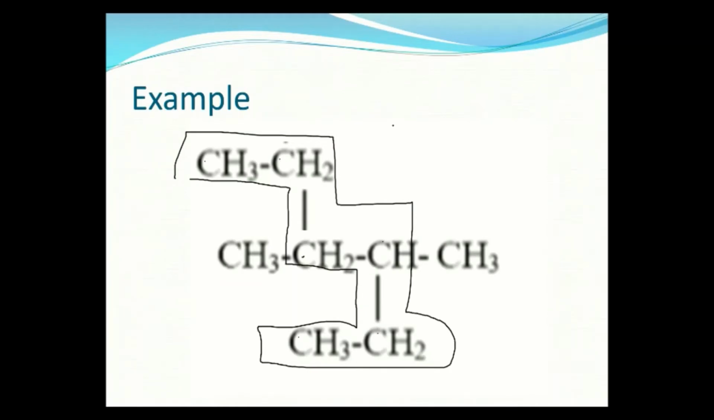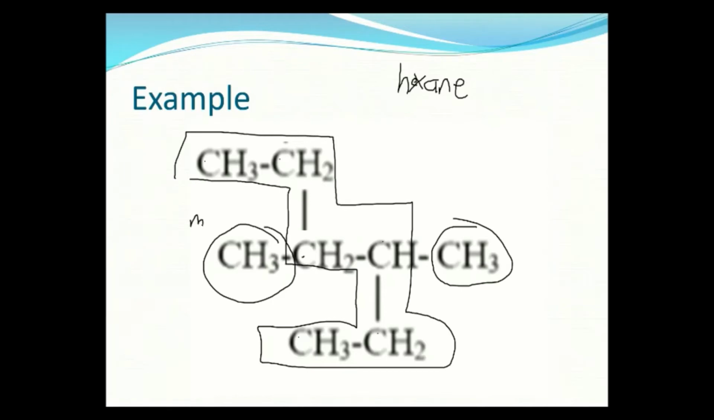It doesn't have to be straight. It just has to be kind of like without lifting your pen up. So 1, 2, 3, 4, 5, 6. 6 is hex. And all single bonds, which is ane. And then we have 2 branches coming off. Okay, so this is a methyl branch because it has 1 carbon. This is a methyl branch because it has one carbon.